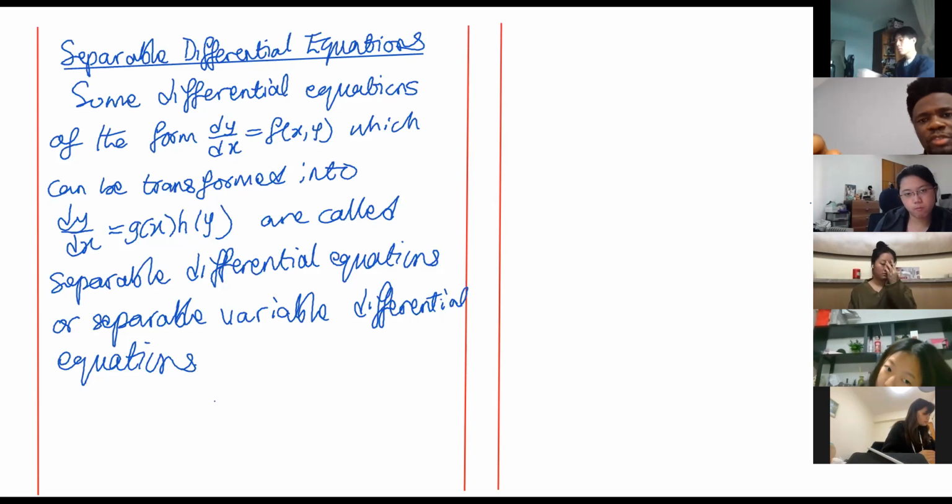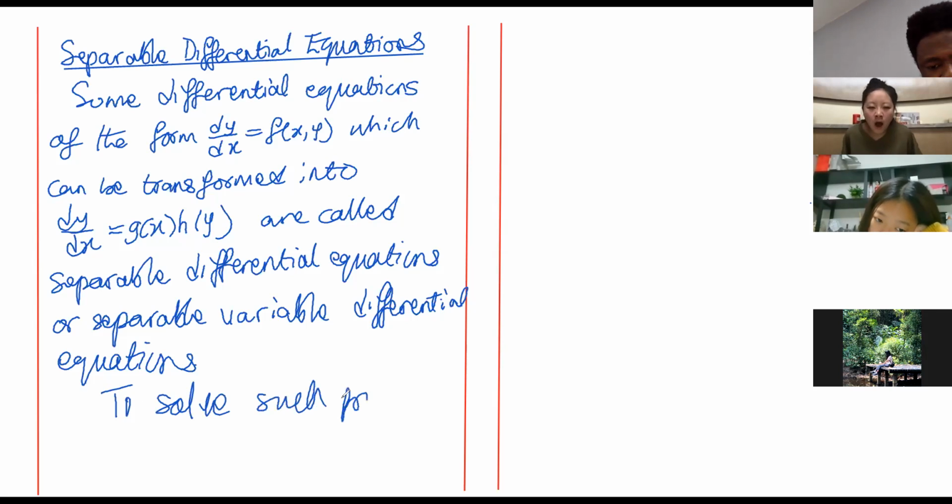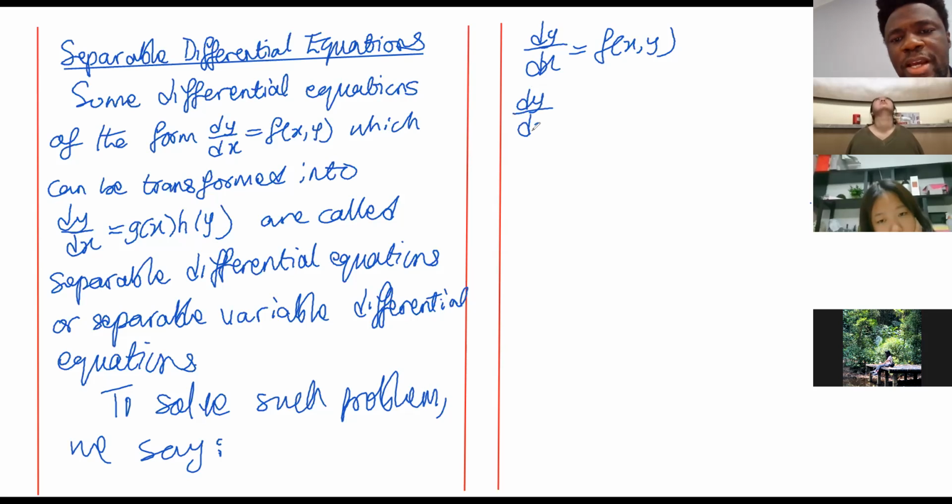Now I'll show you how we solve this kind of problem. I want everybody to listen, please. To solve such a problem is very easy. Remember, initially we have dy dx equals f of x comma y. The next thing we say is that dy dx is now the product of g of x and h of y.